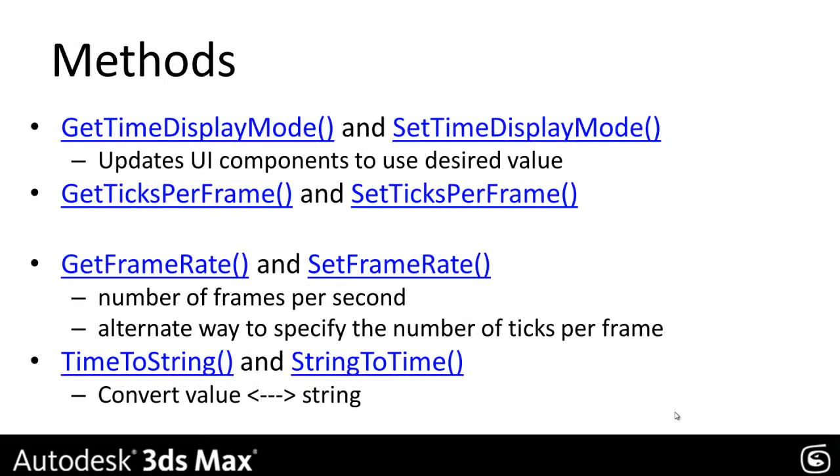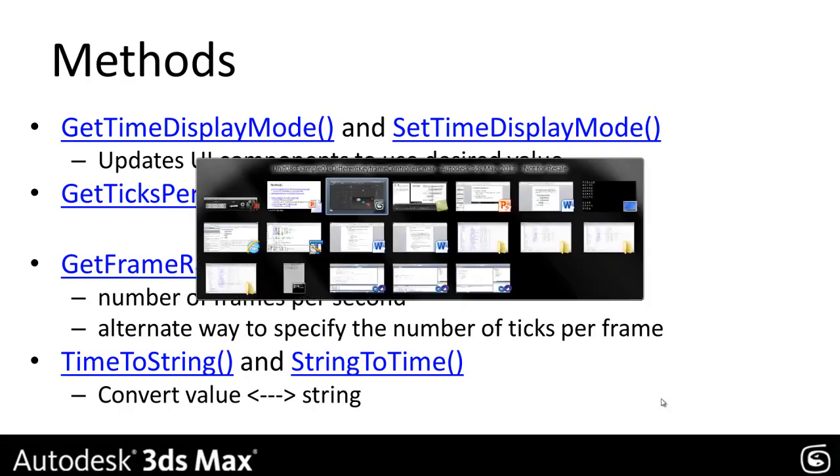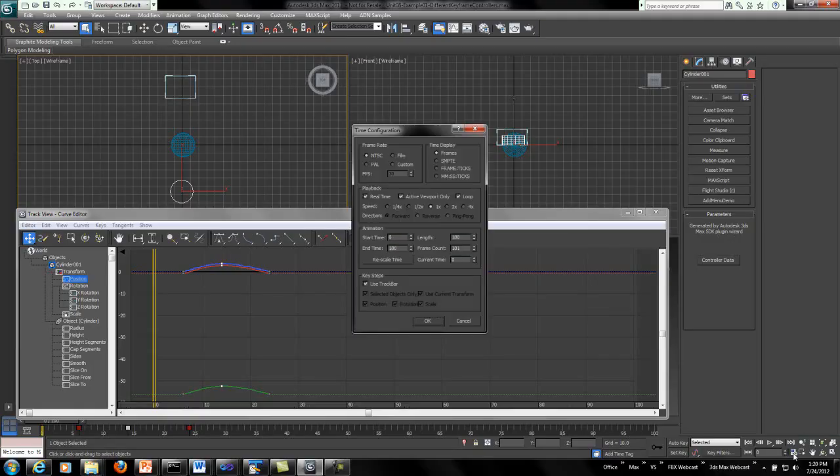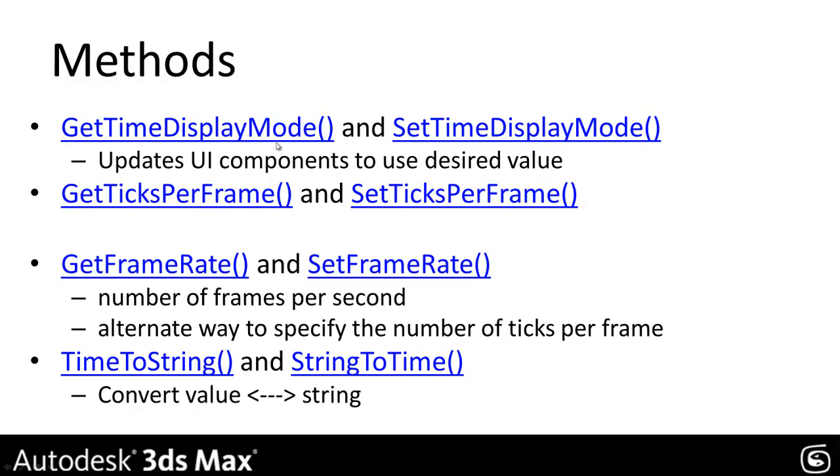So, methods to work with time: there's the get time display mode and set time display mode. So you can actually update those UI components from your plugin directly. Those things that are part of that time dialog are what we're talking about here as far as API methods go. Okay. You can also determine the ticks per frame, and you can set the ticks per frame. So you saw me use this in the sample code earlier.